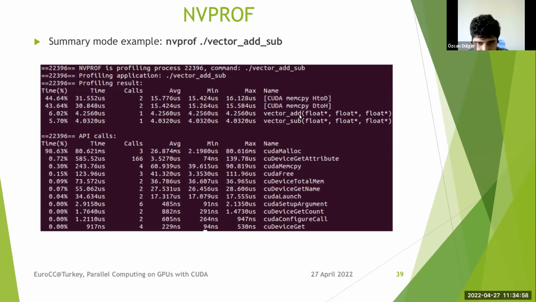And we have the vector addition kernel, we call it once. We have the vector sub kernel, we call it once, and these are the execution times. And in the second table, these are the API calls. cudaMalloc, for example, is called 3 times, and these are the execution information. cudaMemcpy was called 4 times, cudaFree called 3 times, and so on. These are the information of the API. So this is summary mode.